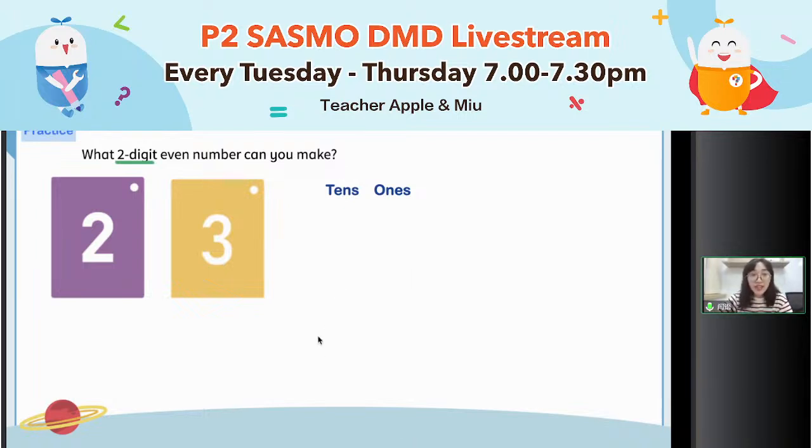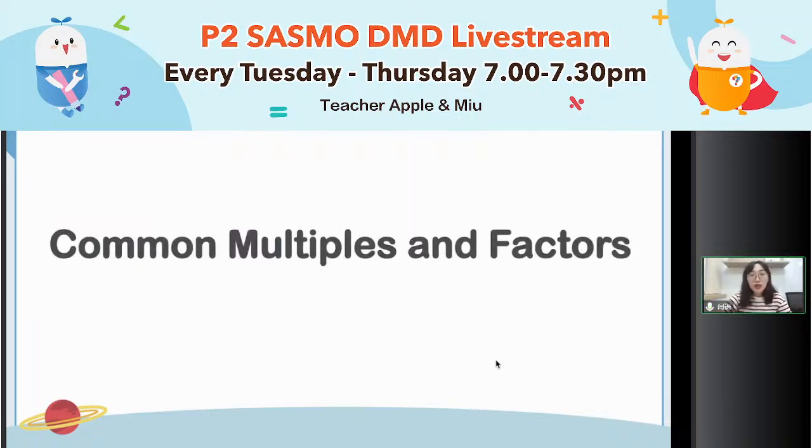Because we already know that for an even number, the last digit can only be 0, 2, 4, 6, 8. In this way, you see, we need to start from the ones place. So the only answer should be 32, right? You can only put 0, 2, 4, 6, 8 in the ones place. Super easy, right?